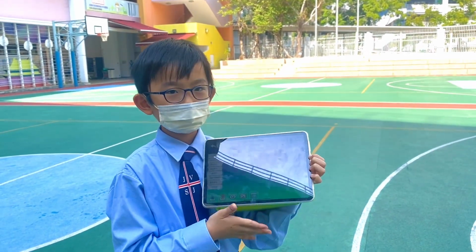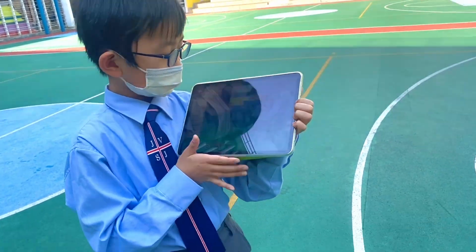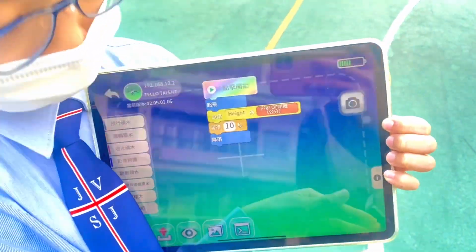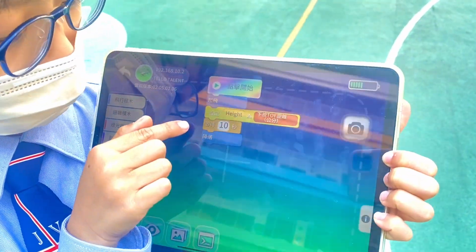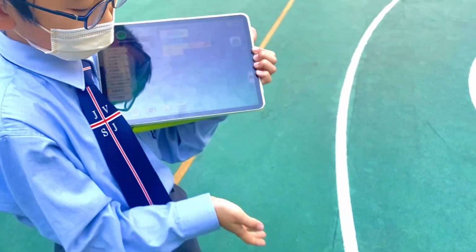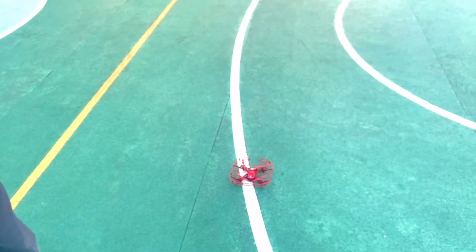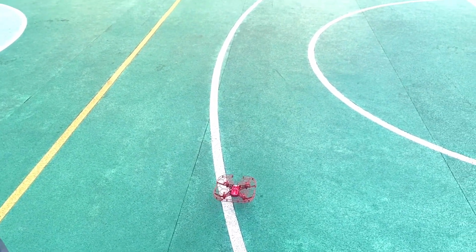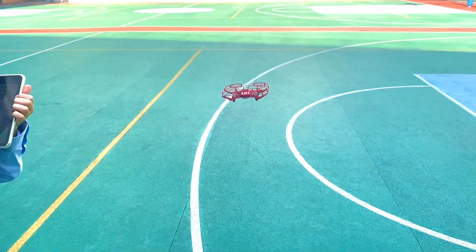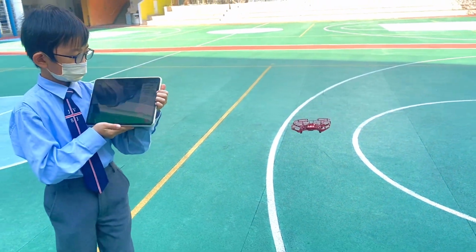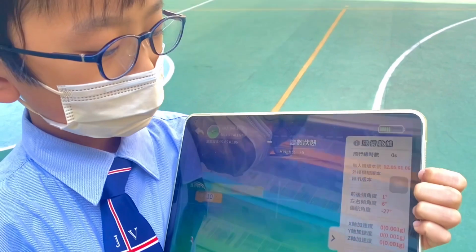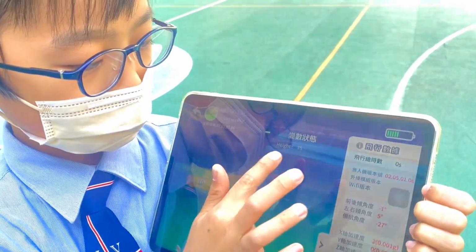Here are the blocks we use to control the drones to measure the highest point of the playfield. Let's have a look. The highest point is around 75.